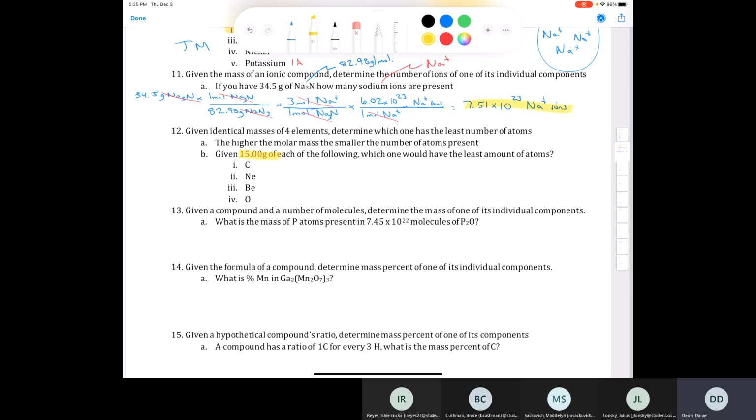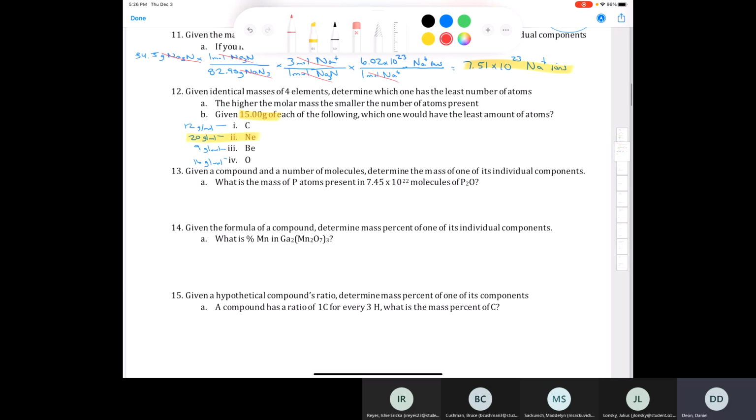Well, all I have to do is look up the molar masses on the periodic table. Carbon is around 12. Neon is around 20 grams per mole is what I should write here, grams per mole. Beryllium is the 4th element. It's around 9 grams per mole. And oxygen is around 16 grams per mole. Well, the heaviest one of these 4 is neon at around 20 grams per mole. So that's my answer.